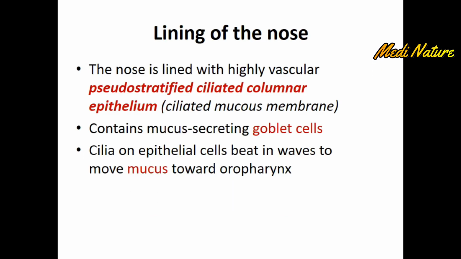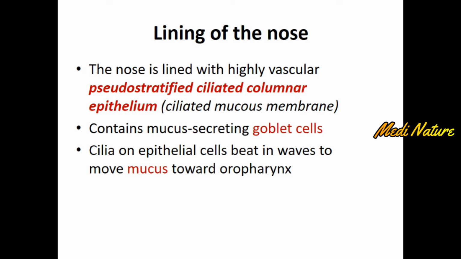Now let's see the microscopic structure of this nasal cavity. The nose is lined with highly vascular, pseudostratified, ciliated columnar epithelium. Also, we call it ciliated mucous membrane. So, you may remember that this ciliated columnar epithelium may contain some mucus secreting cells. We call them goblet cells.